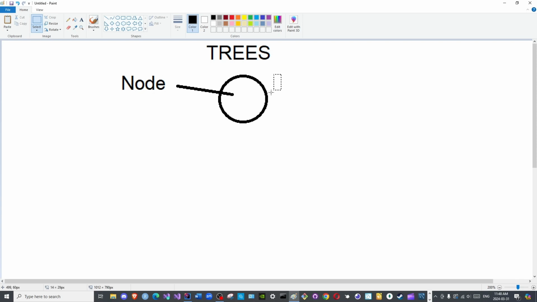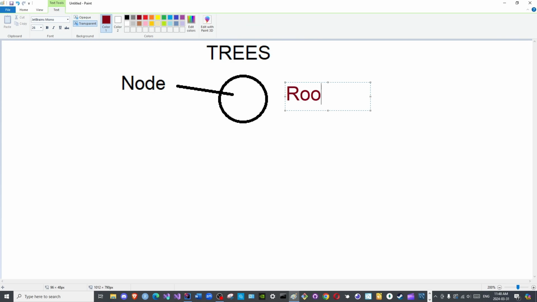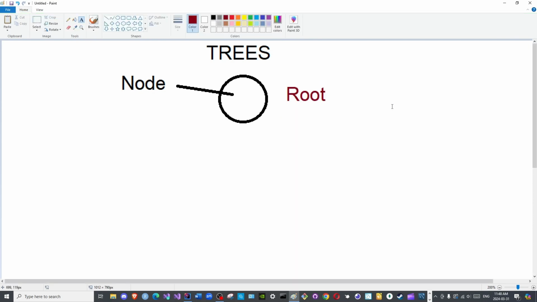Since this is the first node in the tree, this is known as the root node. The first node in any tree is known as the root node. Then it is time to extend the tree downwards.